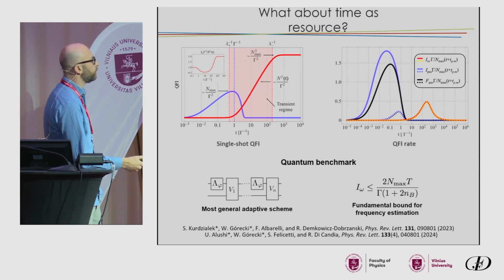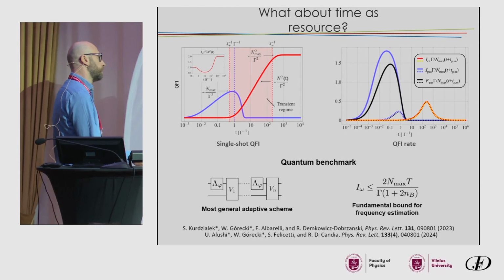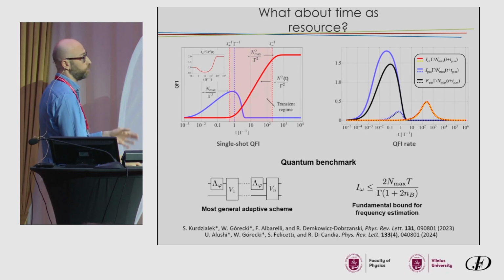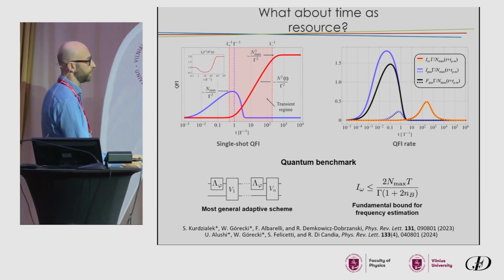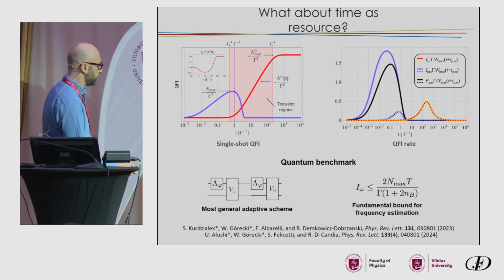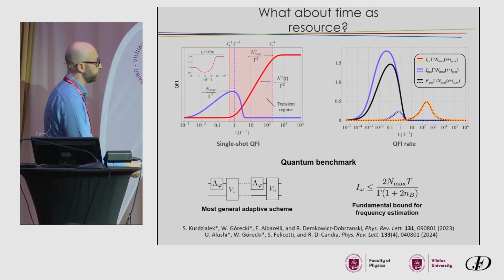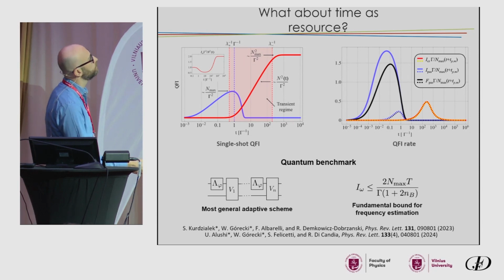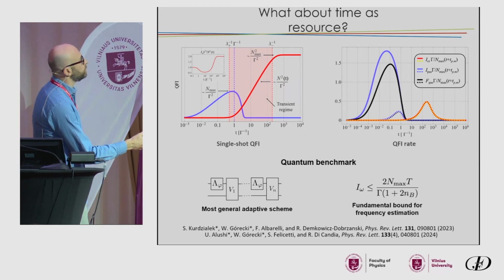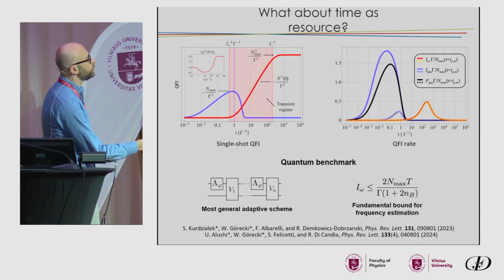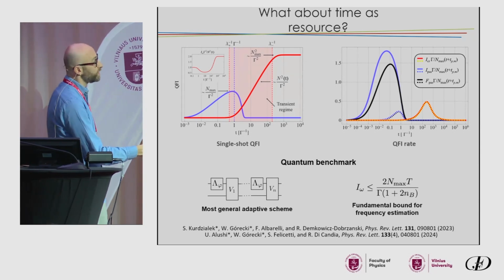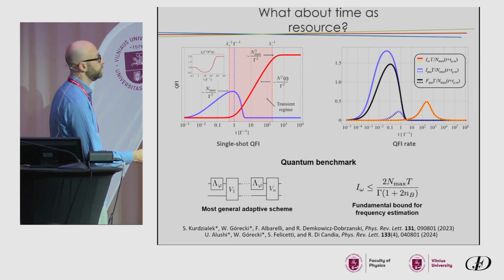And we compared with some quantum benchmark. We computed a fundamental bound, optimized over all possible, most general strategies. This is based on a paper from Francesco Albarelli, who is in the audience, by the way, if you want to ask him. You don't see it here, but you can reach this bound with a passive protocol asymptotically for a large number of photons. So passive protocols are actually optimal in this task.